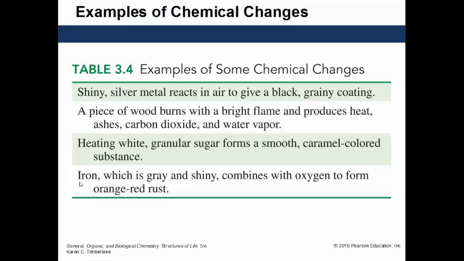Same thing with this last example here. Iron mixing with oxygen to form rust, especially over time. You can't undo that. That is a chemical change. It may look different physically also, but chemically it is something different. It has new properties and it is a new compound.